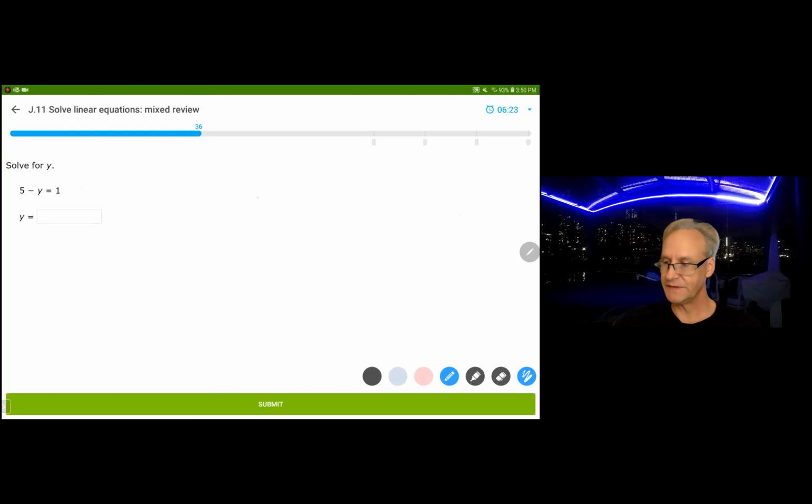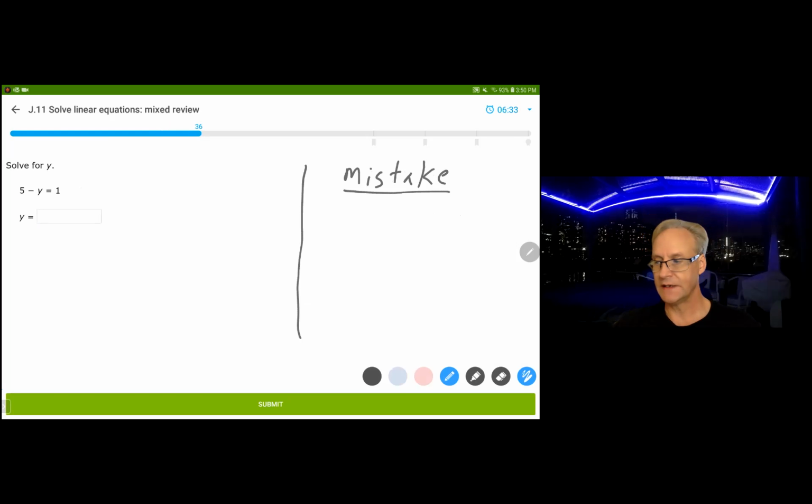Very common mistake on this one, and I want to point out this weird error. I showed it in the last section as a mistake. I think I did a J2, the last one I uploaded, but it says this: 5 minus y equals 1. And there are two main approaches to this. I'm going to show you the straightforward method for solving this.